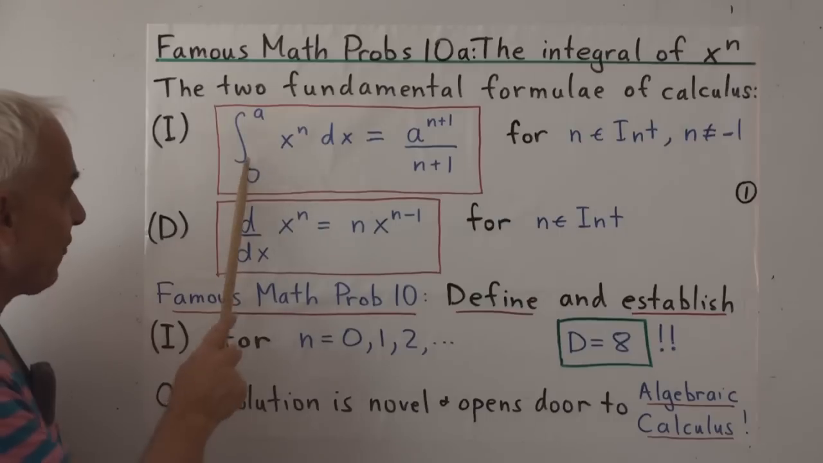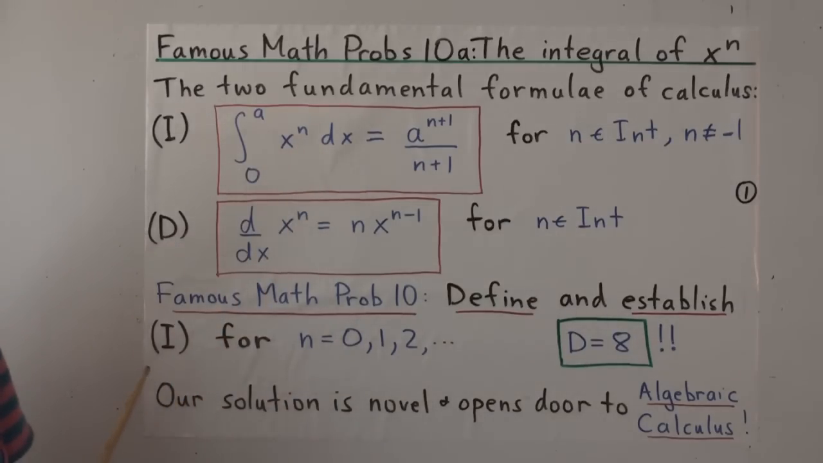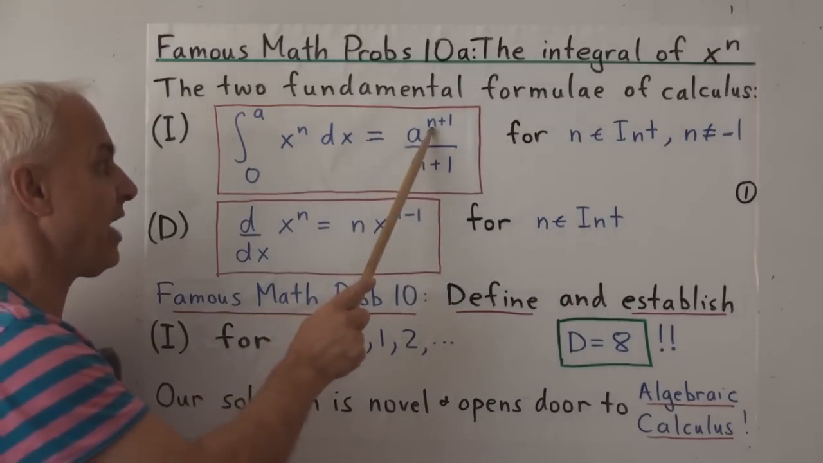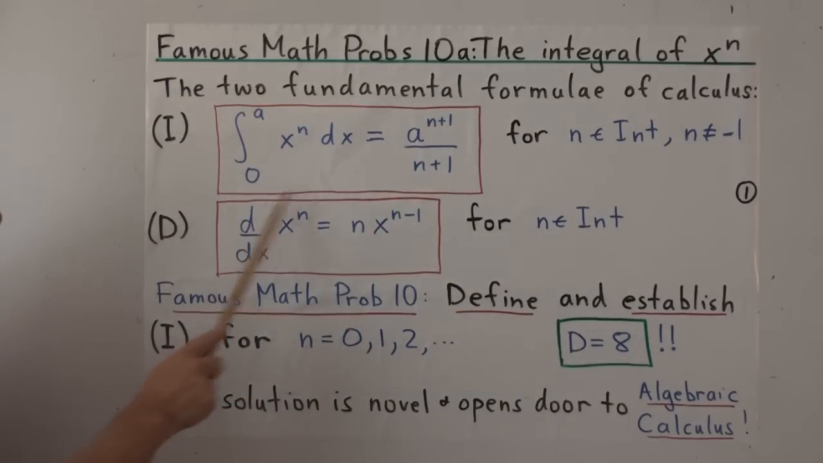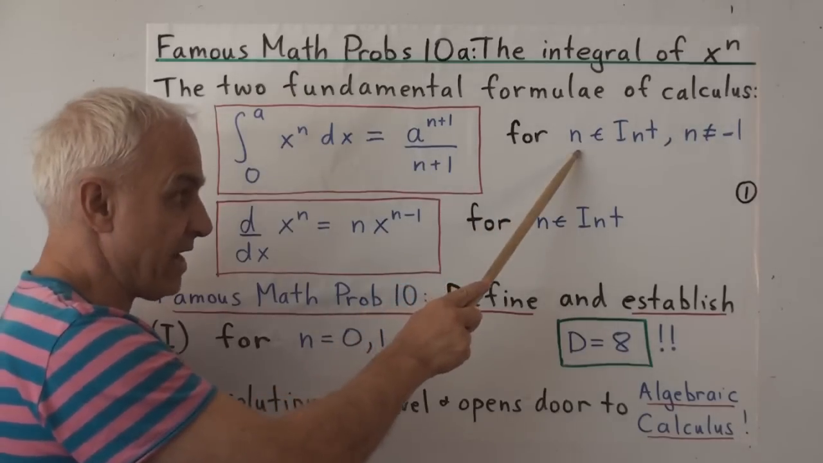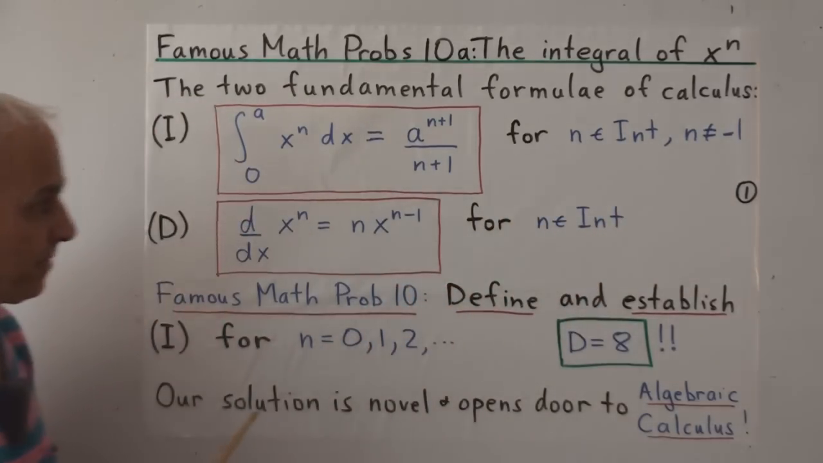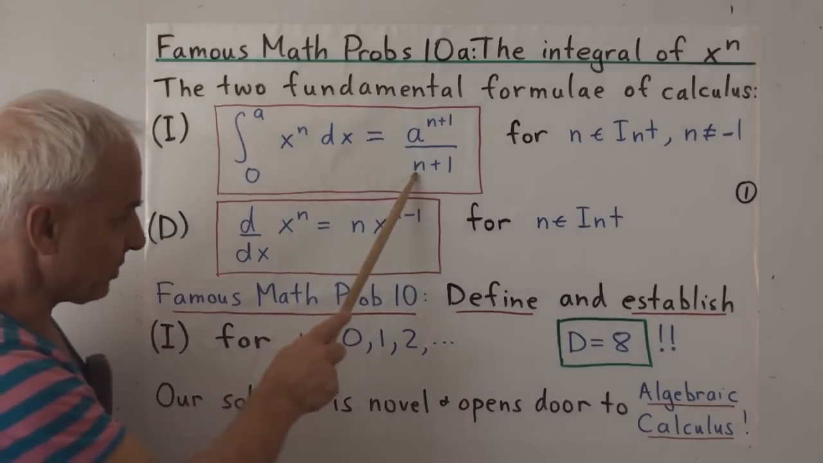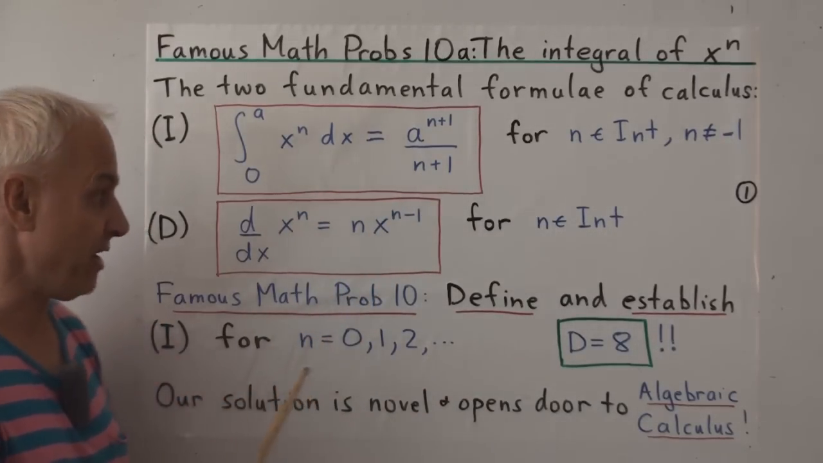The first of the fundamental formulas, the one we're mostly interested in today, is the integral from 0 to a of x to the n dx is equal to a to the n plus 1 over n plus 1. That formula turns out to be valid for n an arbitrary integer which is not equal to minus 1. We can see that if n is equal to minus 1, there's obviously a problem, because then on the right-hand side we're dividing by 0.